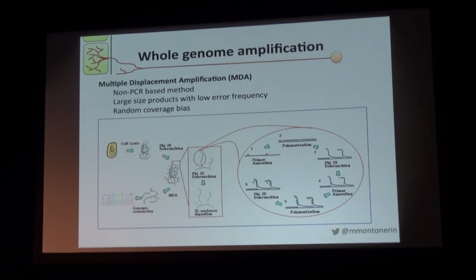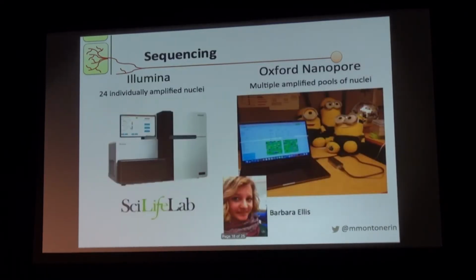And all these, well, we then sequence the reads. So we use Illumina and Oxford Nanopore. With Illumina, to take into account the coverage bias of the amplification, we sequence 24 individually amplified nuclei, we did 24 individual libraries with them with Illumina. And with Oxford Nanopore, until now, we were using pools of nuclei that also were amplified.